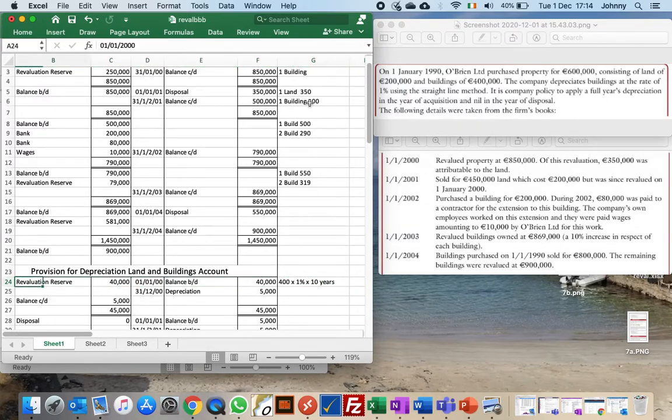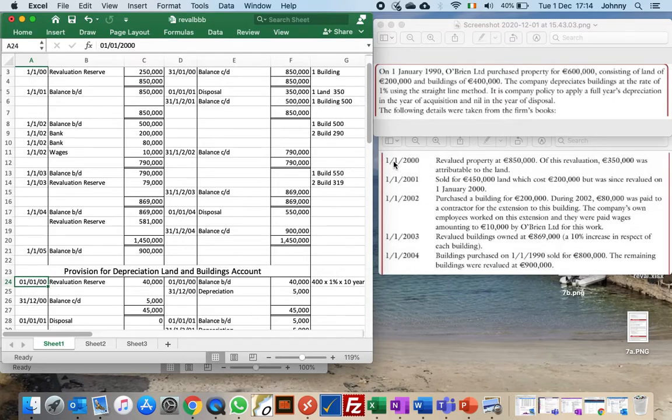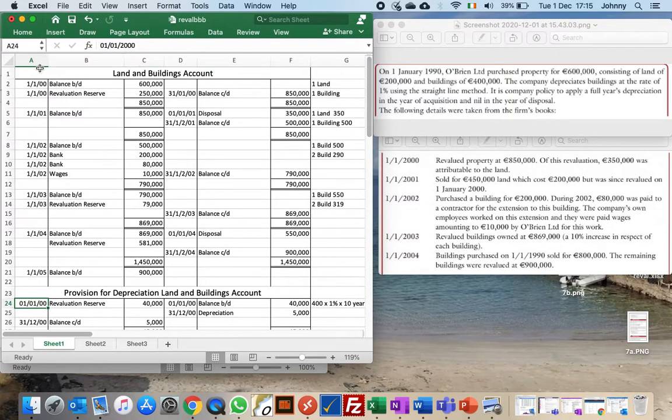Okay. So then we say what happened during 2000. We valued the property at 850. Of this, 350 was land. So now my land has gone up to 350 and my building has gone up to 500. It says that the revaluation 350 was land, so therefore 500 must be building. So I've separated those and just marked those there. And that happened during the first year. So the revaluation reserve, we started off with a balance of 600. We need to increase that up to 850. I need to have a closing balance at the end of the year of 850.